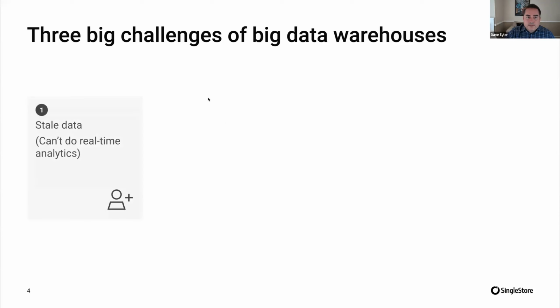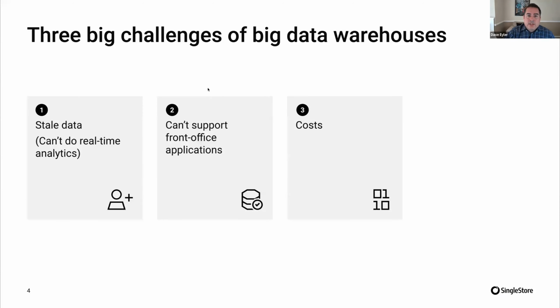How do we make this better? There's really three big challenges with big data warehouses and lakehouses in this domain. Stale data. You're trying to do something real time. The data's got to be piping hot and fresh so it can be used to make the right decisions, and they just can't do that. The second one is these products cannot support front office applications. They're back office products. I'm going to talk more about that. And the third one is costs. It's a huge factor, huge consideration. Costs is going to be a huge difference between these solutions.